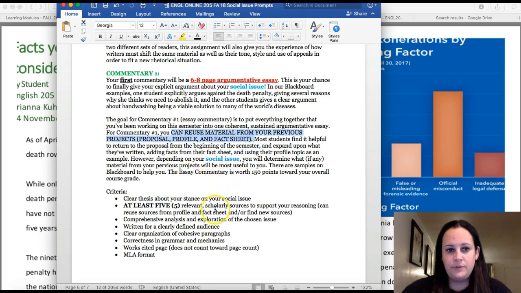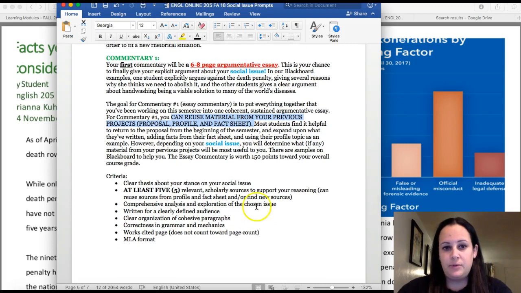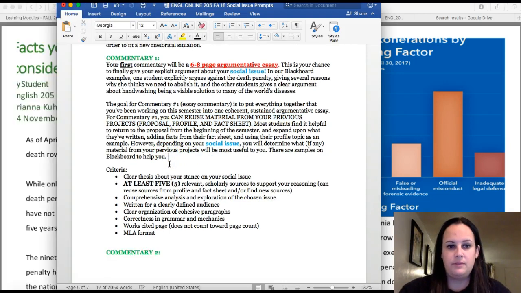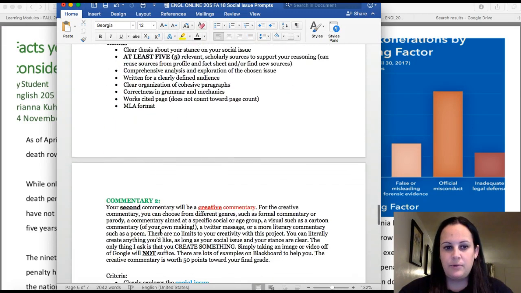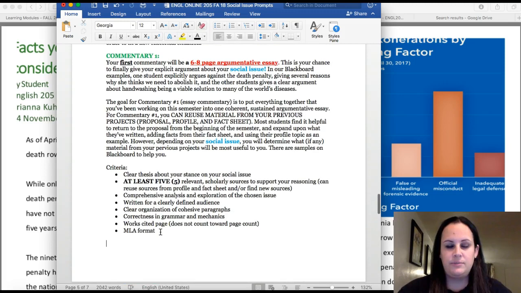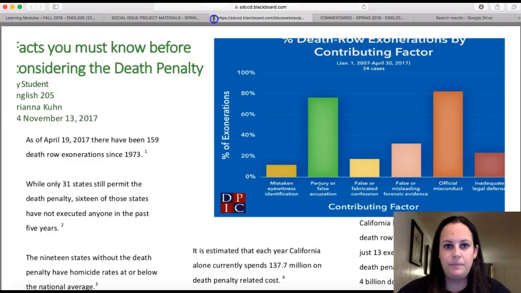Most students find it helpful to return to the proposal from the beginning of the semester and expand upon what they've written, adding facts from the fact sheet and using their profile topic as an example. However, depending on your social issue, you will determine what, if any, material from your previous projects will be most useful to you. And then there's samples on Blackboard to help you, and we don't have any points, so take that off. So, a straightforward, argumentative paper, all right? And of course there's samples on Blackboard. And I will show you those first before we get into the second commentary.